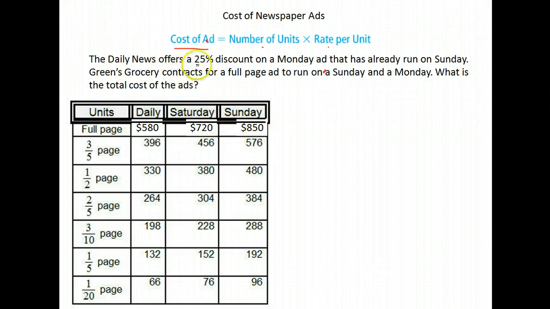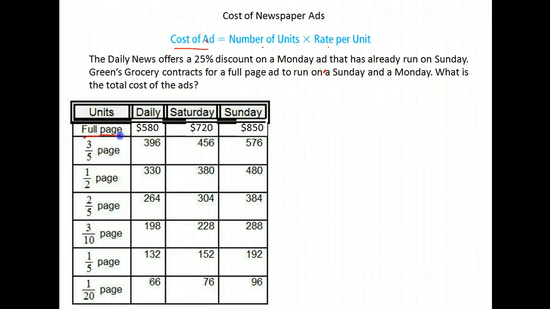It says Daily News offers a 25% discount on a Monday ad that has already run on Sunday. Okay, so if you ran the ad on Sunday, you get a 25% discount if you run it on Monday. It says Green's Grocery contracts for a full page ad to run on a Sunday and a Monday. What is the total cost of the ads? Okay, so here we have Green's Grocery contracts for a full page ad to run on Sunday and Monday. So let's take a look.